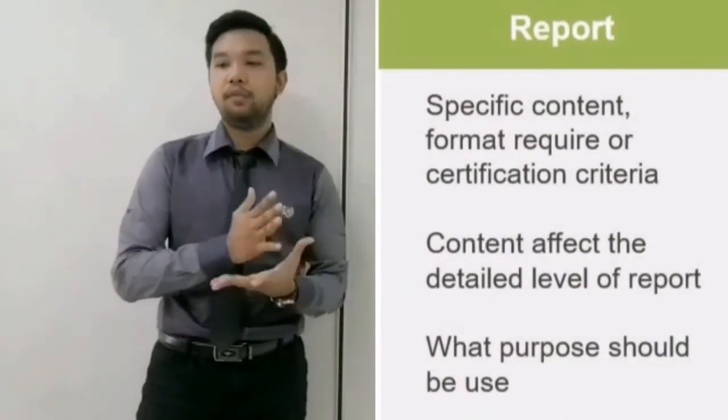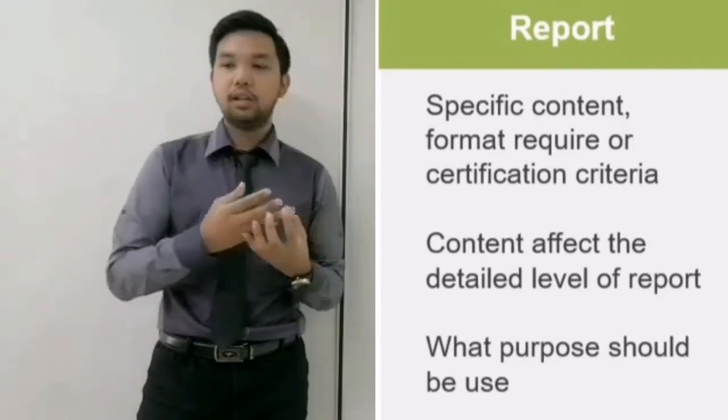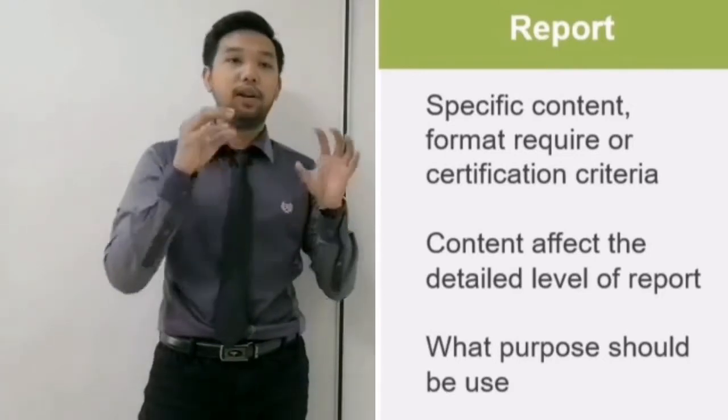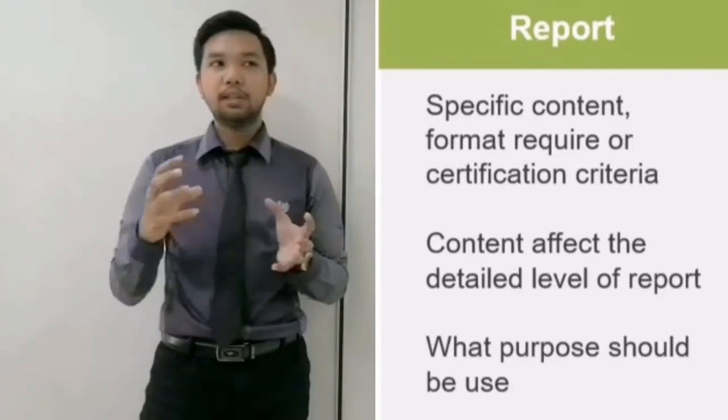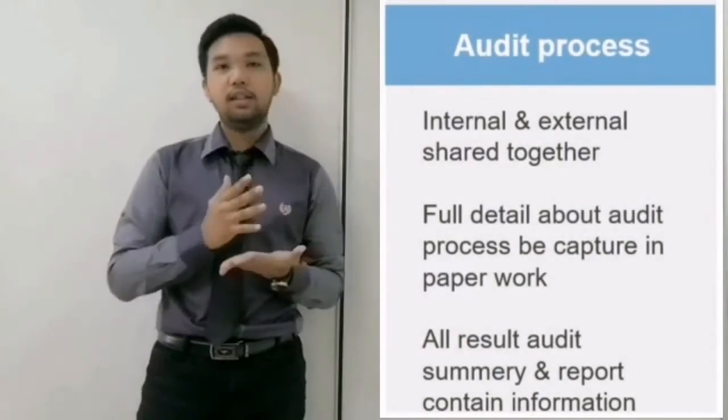The important part is format. Format is how we tell that the audit criteria must contain the factual details of the report level. It must have full information about the report. This is what the purpose should be, and what purpose we could use it for. The audit process contains internal and external, internal and external, yes.